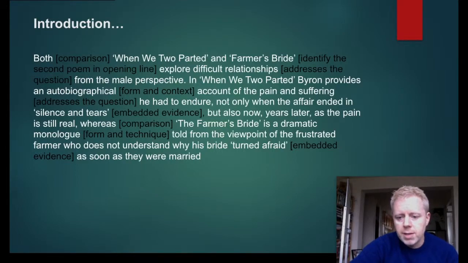So both, there's a comparative connective straight away. Both When We Two Parted and The Farmer's Bride explore difficult relationships from the male perspective. In When We Two Parted, Byron provides an autobiographical account of the pain and suffering he had to endure, not only when the affair ended in silence and tears, but also now years later, as the pain is still real. Whereas The Farmer's Bride is a dramatic monologue told from the viewpoint of the frustrated farmer who does not understand why his bride turned afraid as soon as they were married.